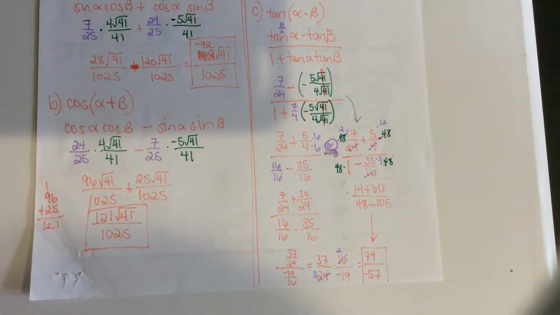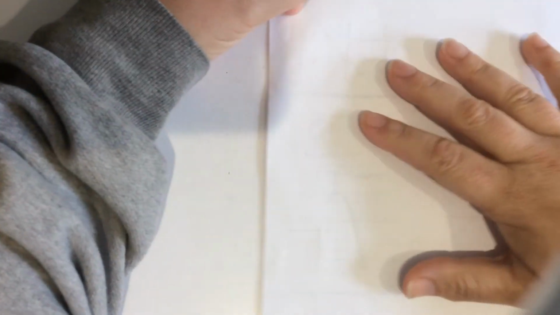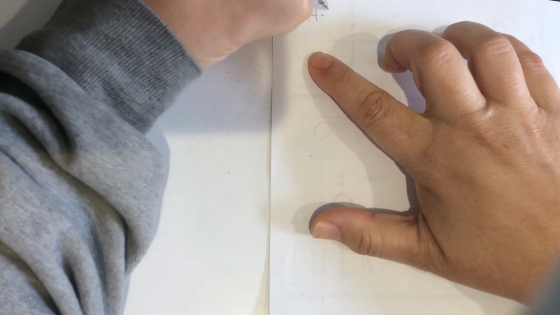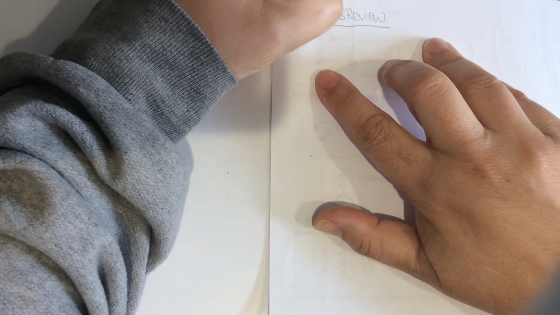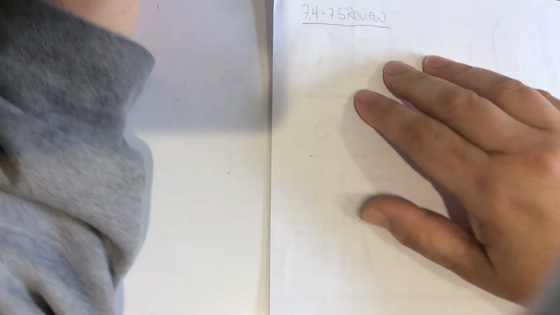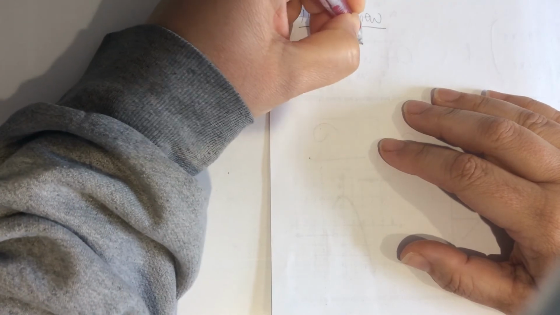Okay, so that is what we've learned so far. Really quickly, I want to show you where those even odd identities come from, so that maybe they're easier to understand. So let's just call this 7.4 to 7.5 review. And it's not going to be very long. I don't want this video to get much longer. So one of the even odd identities is that.